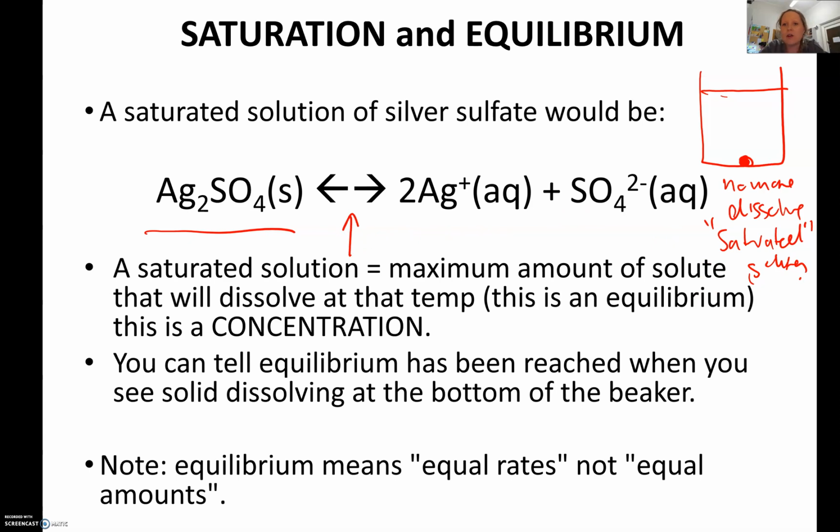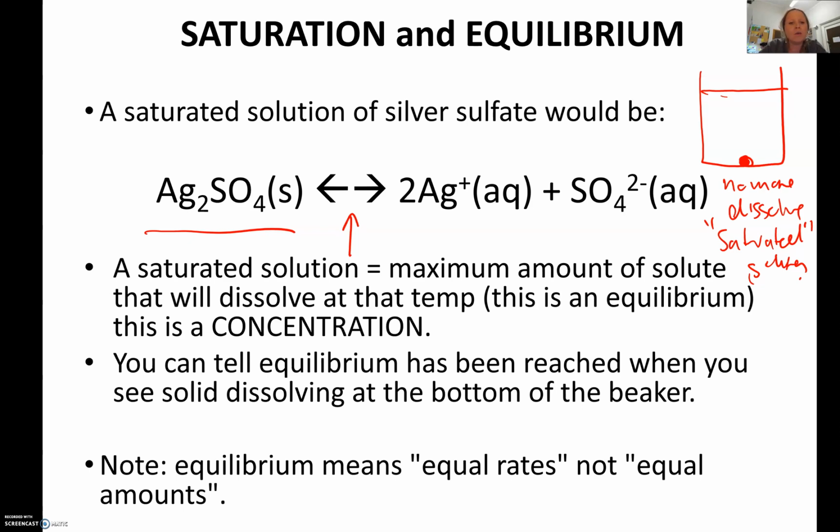Okay, so that's how we know equilibrium's been reached. When we say solid at the bottom of the beaker, it means we've reached saturation point and no more can dissolve. And so even though it looks like a clump of solid at the bottom of the beaker and nothing much is happening, it is actually a dynamic equilibrium. Therefore the rate at which the silver sulfate is dissolving is the same rate at which the ions are reforming together as the solid, which is pretty cool.